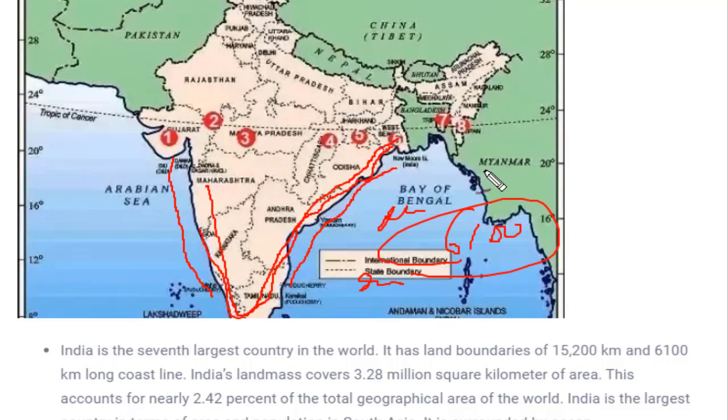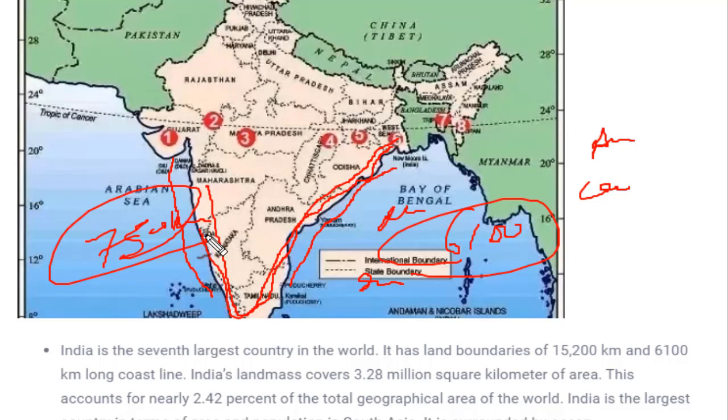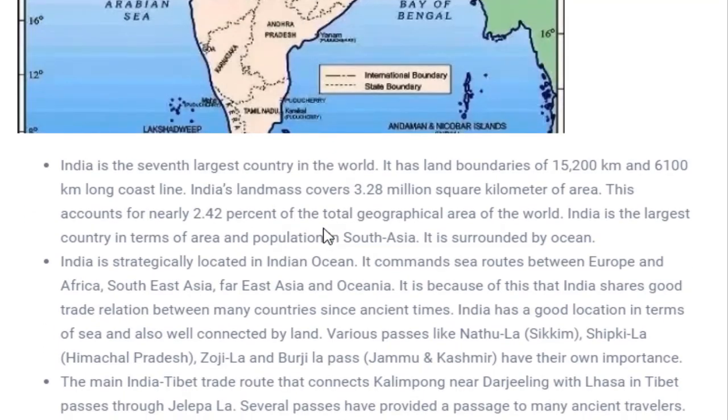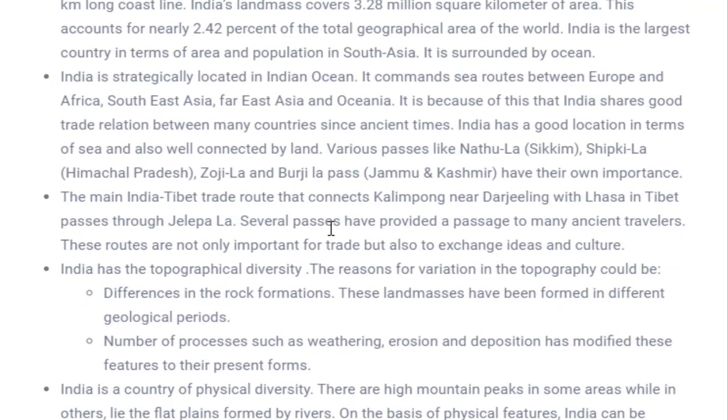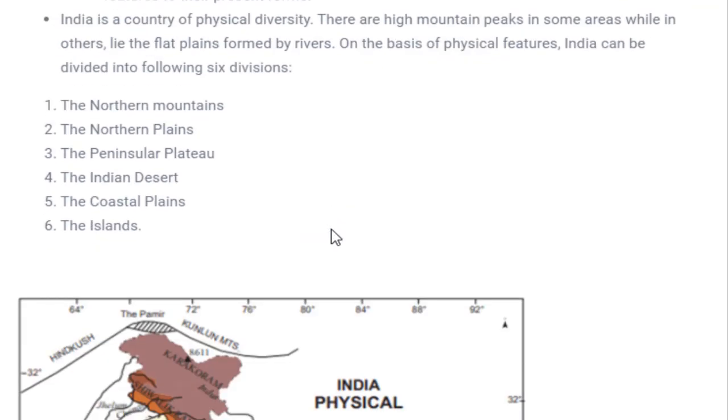We too have a few islands like the Andaman and Nicobar Islands and the Lakshadweep Islands. So we add both the Andaman and Nicobar Islands along with this coastline. The sum of these coastal lengths would be 7,500 kilometers. So this is the coastal length shared by India, whereas the land boundary which is shared by India with other countries is 15,200 kilometers. So these are almost all the facts that we have covered.